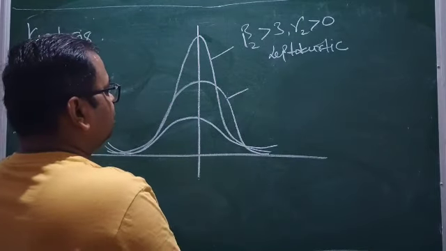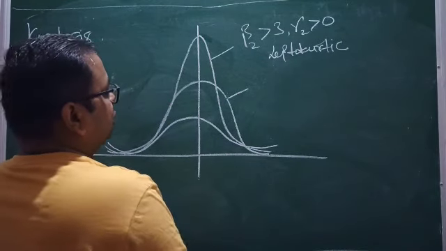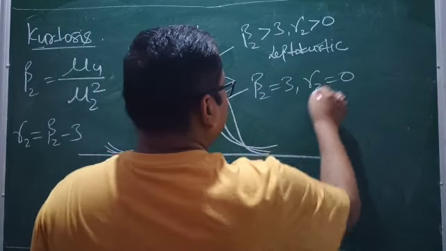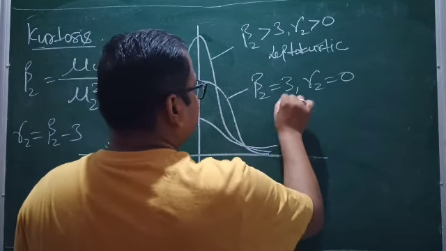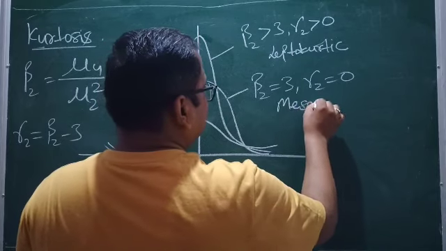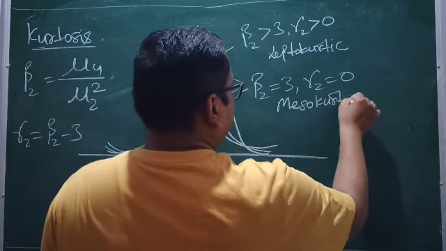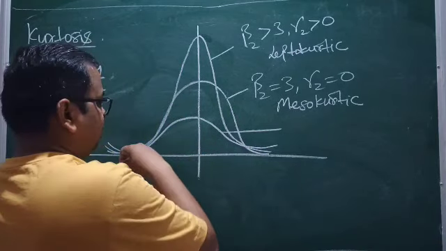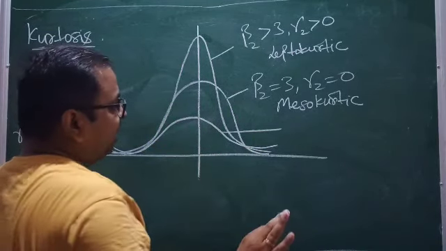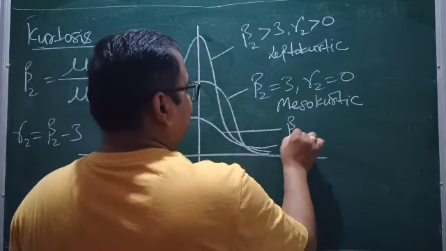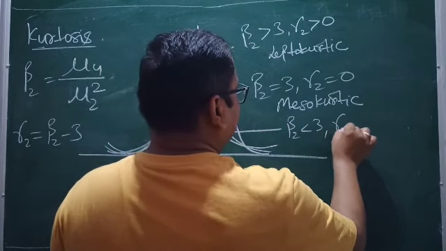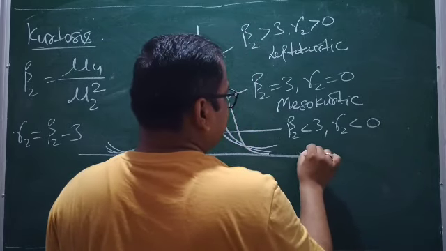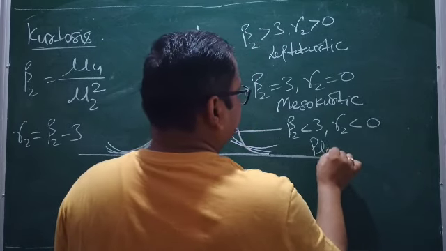If the distribution is symmetric, in this case beta 2 is equal to 3 and gamma 2 is equal to 0, and the distribution is mesokurtic. And the last one, if the distribution forms a flat curve, it means beta 2 is less than 3 and gamma 2 is less than 0. In this case, the distribution is platykurtic.